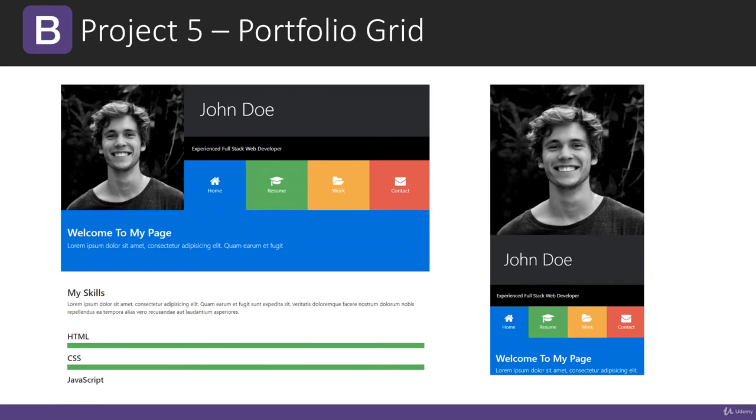And then the last project is called Portfolio Grid, which is going to be a bit different than the rest of the projects. There's no navbar. We're actually going to use the JavaScript collapse module to create the pages: the home, the resume, the work, and the contact page. We're also going to use a lot of the different Flexbox classes in this project as well. And you can see it's very responsive. All of the projects are very responsive.